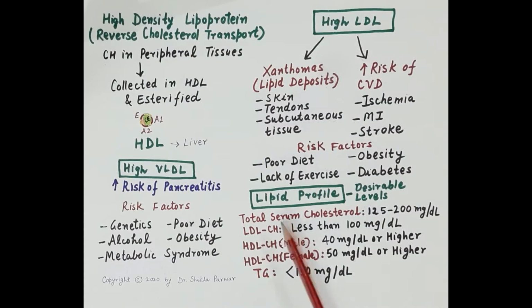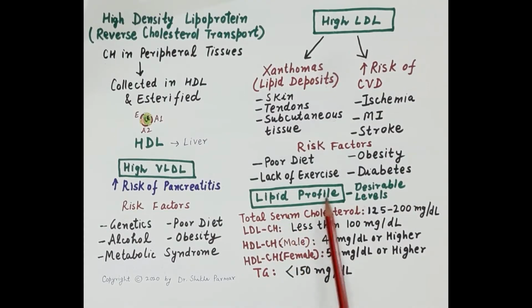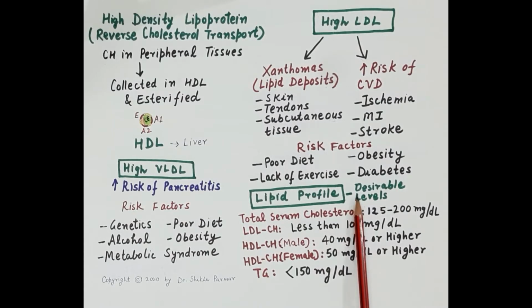And now let's talk about the lipid profile, that is the desirable or optimum level of lipids which should be present in the body. Now, total serum cholesterol should be less than 200 milligram per deciliter. LDL cholesterol should be less than 100 milligram per deciliter. HDL cholesterol in males should be 40 milligram per deciliter or higher than that. HDL cholesterol in females should be 50 milligram per deciliter or higher than that, and triglycerides should be less than 150 milligram per deciliter.